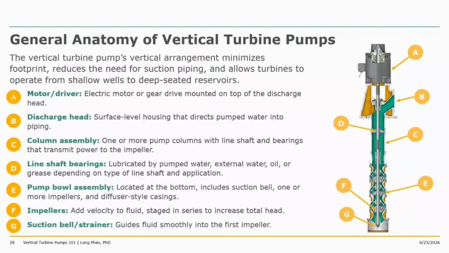Now, let's look at a very general anatomy of the vertical turbine pump. From the very top, you will have the motor or driver assembly. Then you will have the discharge assembly B. And you will have the column assembly to connect to the bowl assembly E. And then some special components like the line shaft bearing D, the impeller F, and the suction barrel strainer inlet. These are very general anatomy. We'll look into details of the assemblies as we move on.